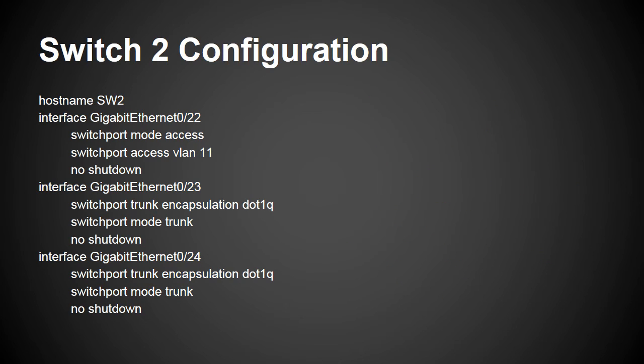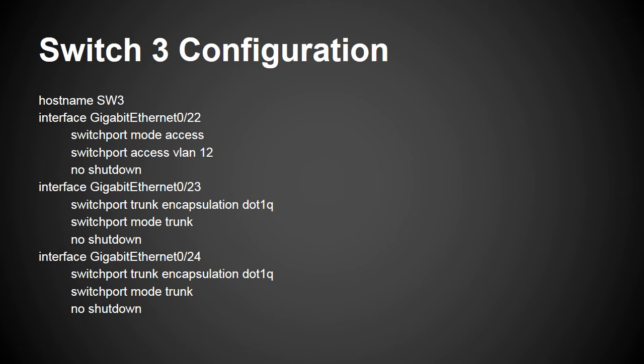For the Switch 2 configuration, we used interface Gigabit Ethernet 22 to be assigned access to configure VLAN 11. Interfaces Gigabit Ethernet 23 and 24 use trunking with .1Q encapsulation.